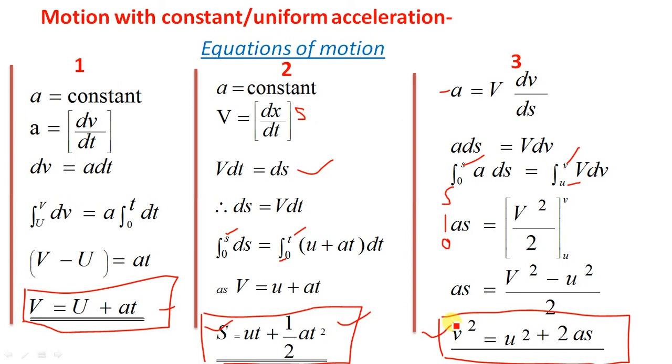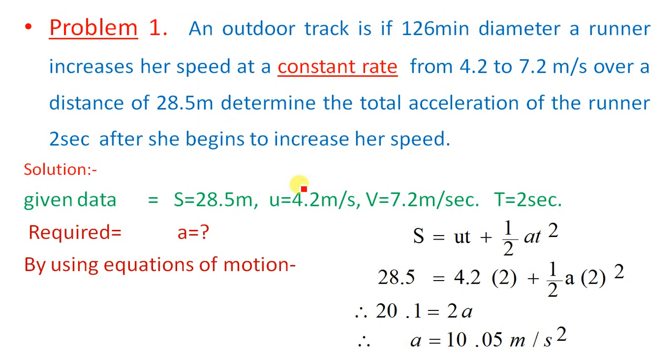With the help of these three equations we are going to solve numericals. So the problems of constant acceleration or uniform acceleration are quite simple. Just you have to mug up these three equations. Whatever the problem is, you first write down these three equations and try to solve the numericals by substituting the known values and finding out the unknown. Let's begin with the first problem.